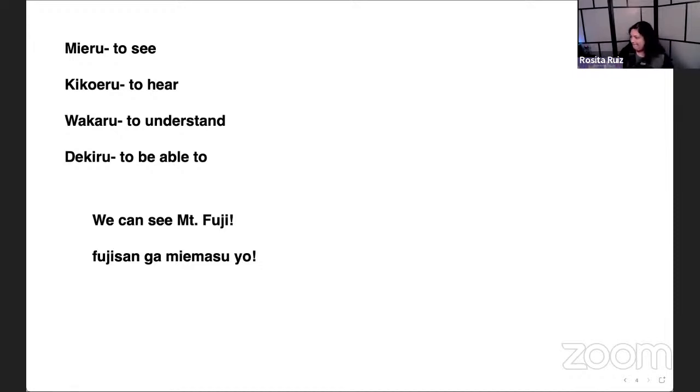Now, so we were talking about the rareru forms, and now we're talking about the eru forms.